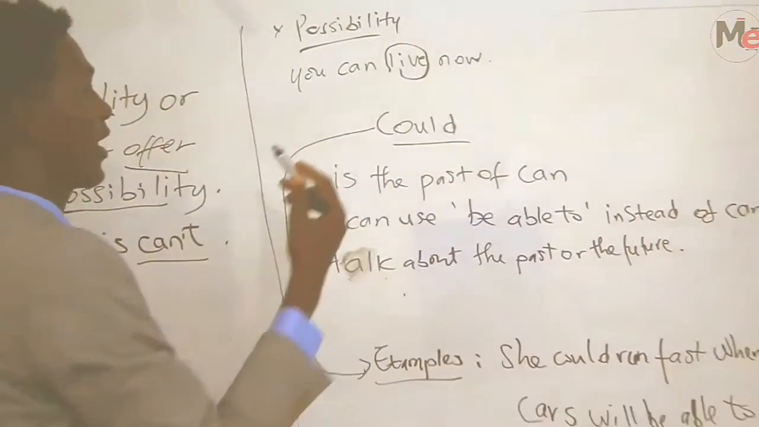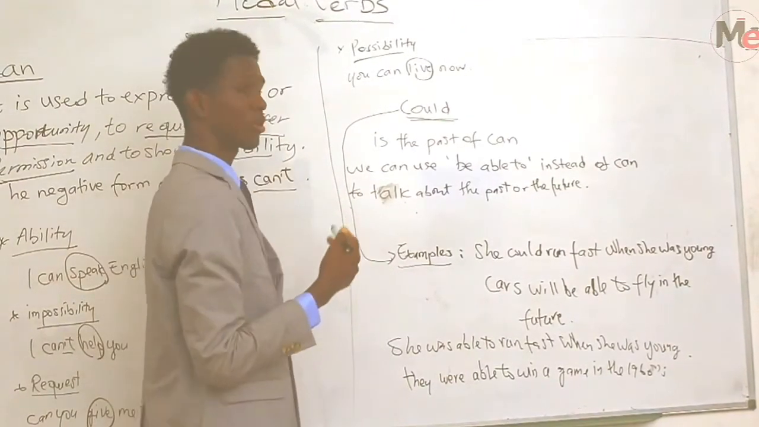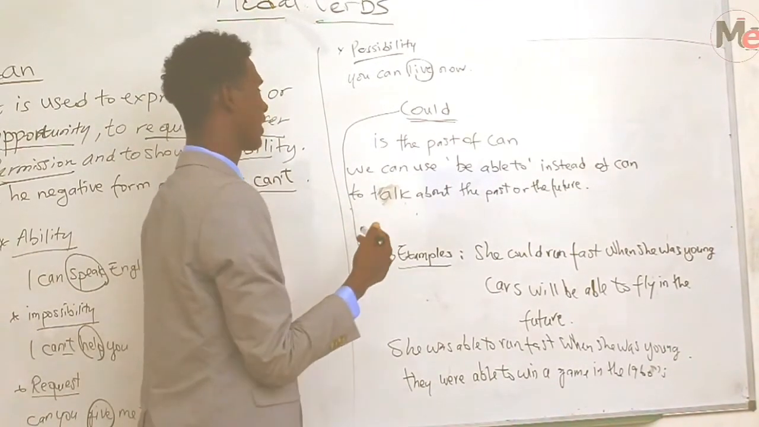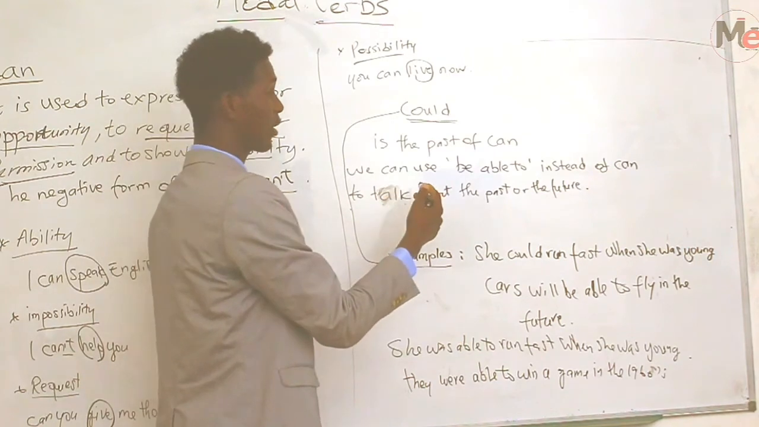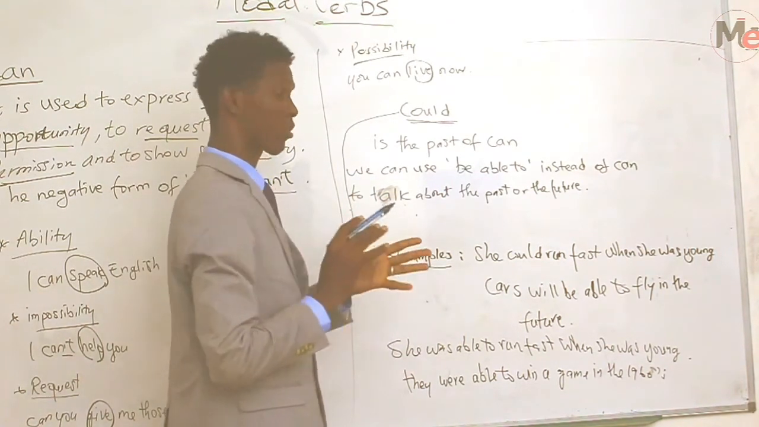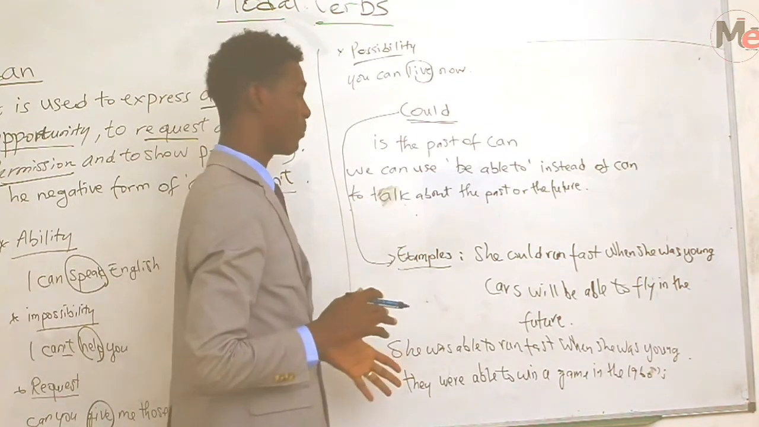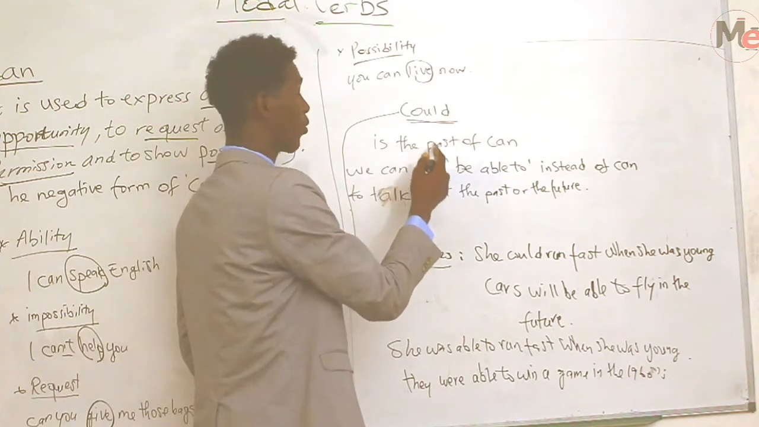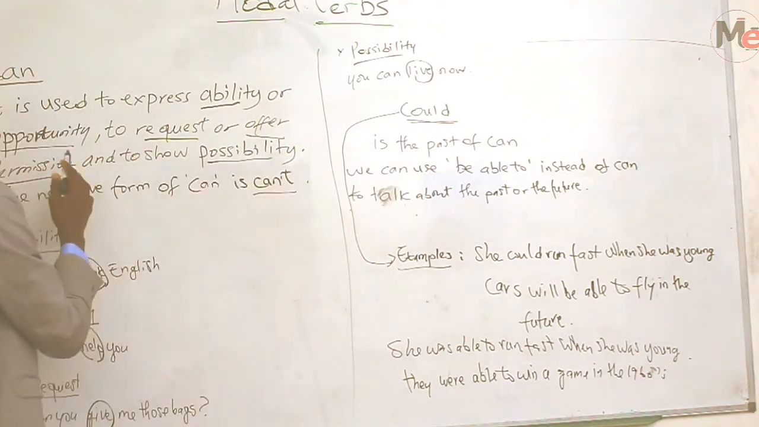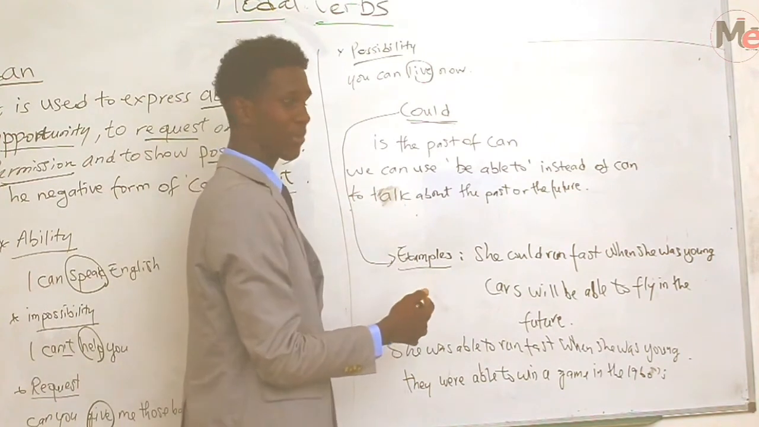Here is the modal verb could. We have can and could. Could is the past of can. We can also use be able to instead of can or could to talk about the past or future. I'm going to mention examples below. With could, everything that applies to can applies to could. So let's see a couple of examples.